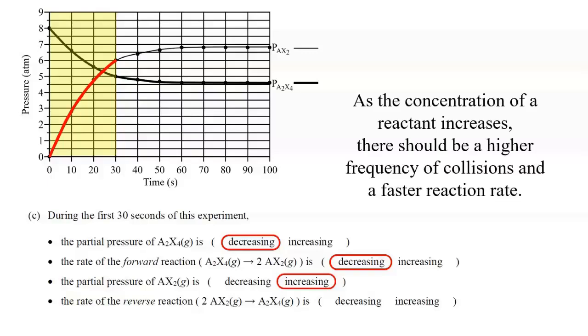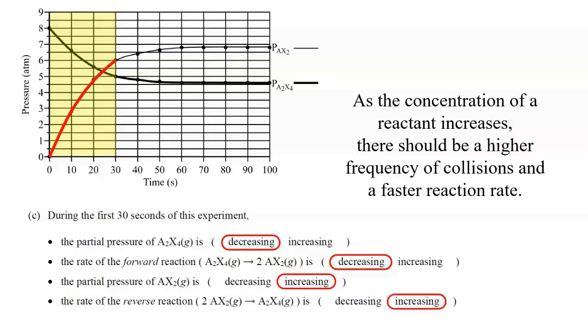And in the reverse reaction, AX2 particles behave as reactants if we're going backwards from right to left. So in that time interval, since the partial pressure of AX2 is increasing, the concentration of AX2 in the reaction vessel is increasing. There should be a higher frequency of collisions and a faster reaction rate for the reverse reaction.